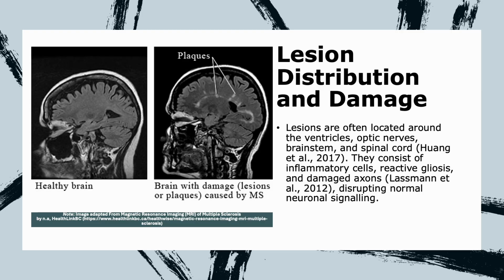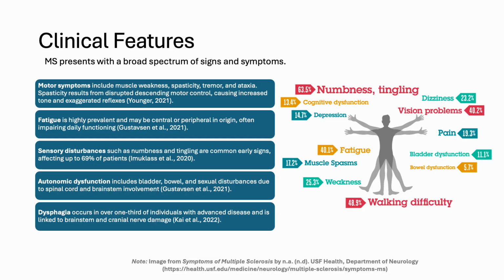While white matter is most commonly affected, MS also targets grey matter, especially in later stages. This can lead to widespread cortical atrophy and cognitive impairment. The pattern, location, and evolution of these lesions influence the clinical presentation. For example, brainstem lesions may cause diplopia or vertigo, while spinal cord involvement may result in spasticity and sensory loss.